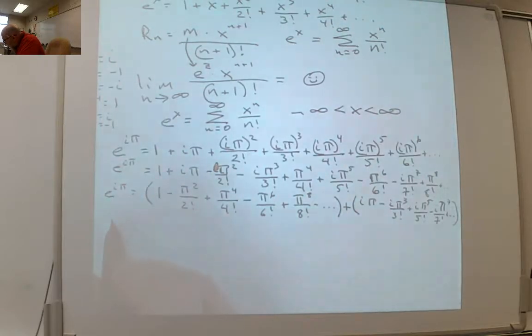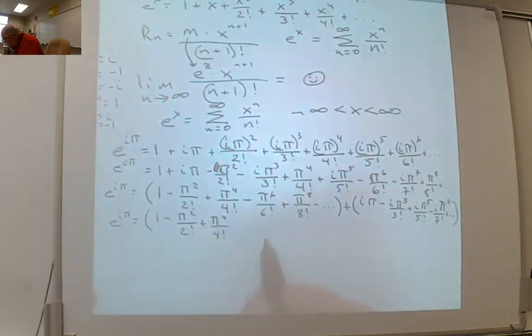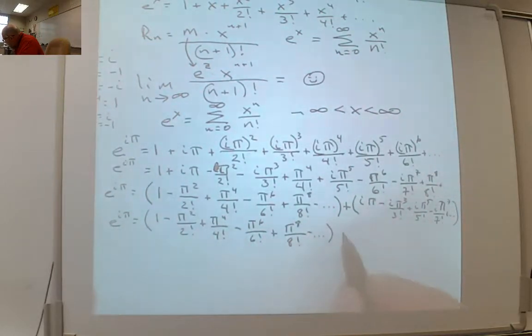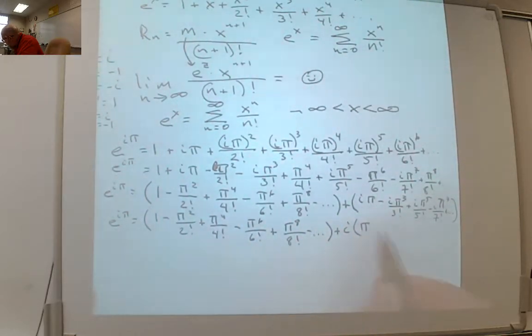I'm going to do one more step here. e to the i pi equals 1 minus pi squared over 2 factorial plus pi to the fourth over 4 factorial minus pi to the sixth over 6 factorial plus pi to the eighth over 8 factorial minus dot, dot, dot. And I'm going to factor out an i here since they all have i's in them. And I'm going to be left with pi minus pi cubed over 3 factorial plus pi to the fifth over 5 factorial minus pi to the seventh over 7 factorial plus dot, dot, dot there.